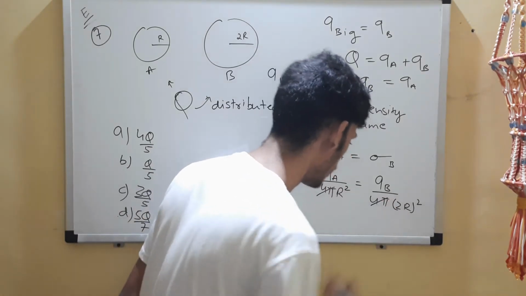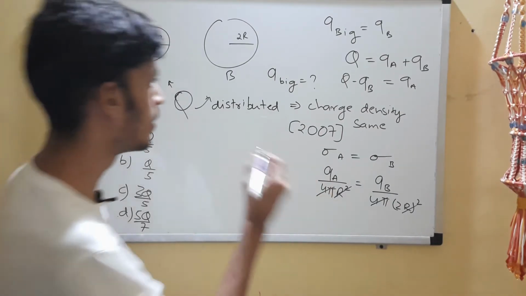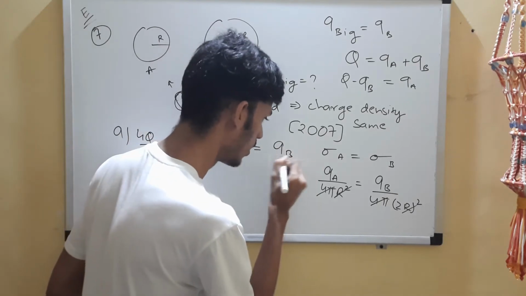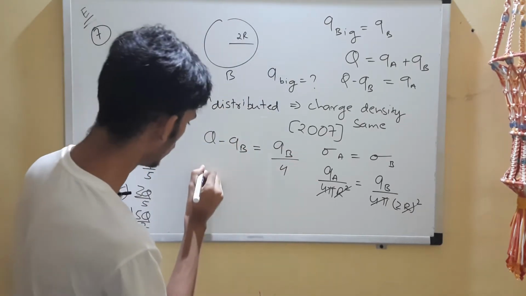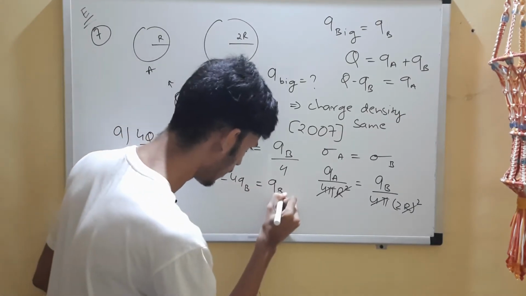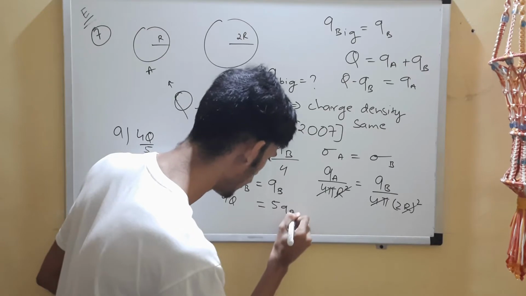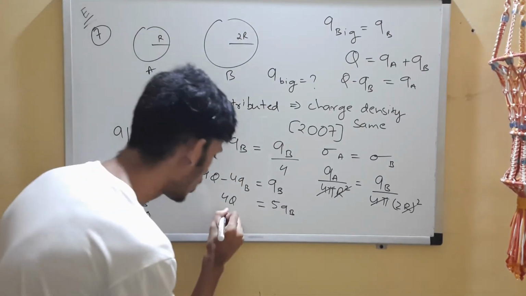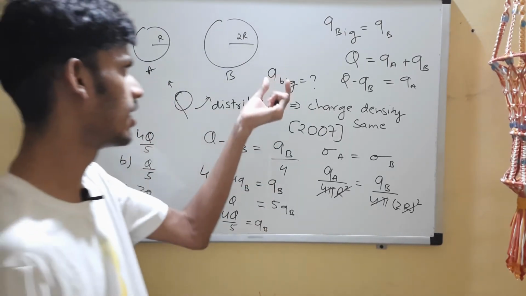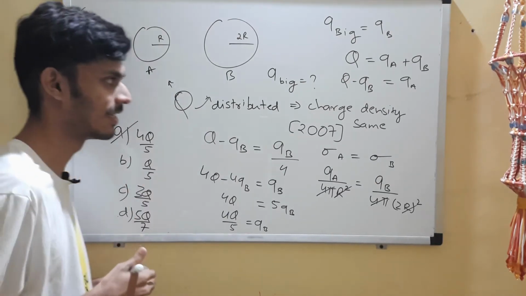First of all, this 4 pi and 4 pi will get cancelled. R square will cancel with that R square. QA is nothing but Q minus QB. And here you'll get QB by 2 square, which is 4. So you cross multiply this. 4QB will give you QB. Now we have to find this QB, so 4Q, take it to the other side, that will give you 5QB, right? So 4Q by 5 equals QB, and this is the thing that we want, the charge on the bigger one, QB. So the answer is 4Q by 5. Option A is the correct choice over here.